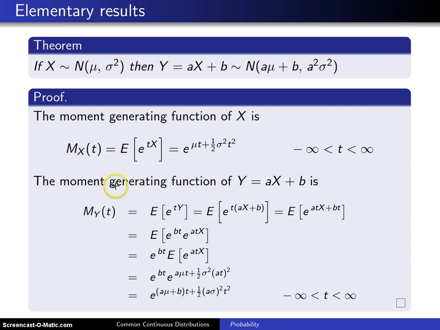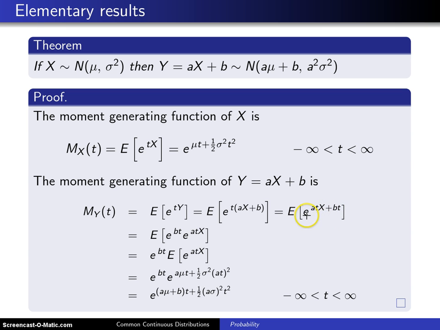So the purpose here is to find the moment generating function of Y, which is aX plus b, and that will be M_Y of t, the expected value of e to the tY, but we know that Y is aX plus b, so this becomes e to the t times (aX plus b), and when you distribute the t across aX plus b, you get the expected value of e to the atX plus bt.